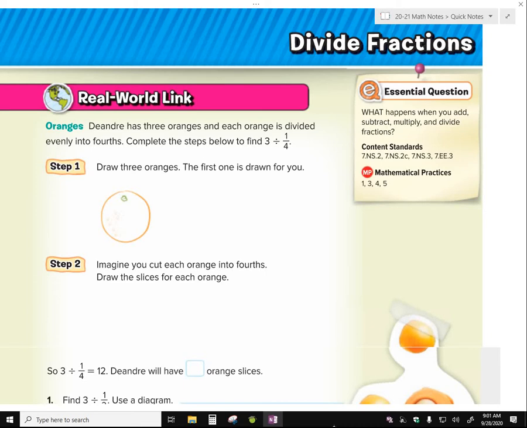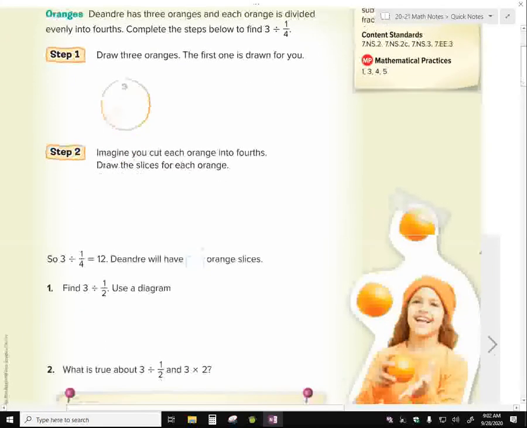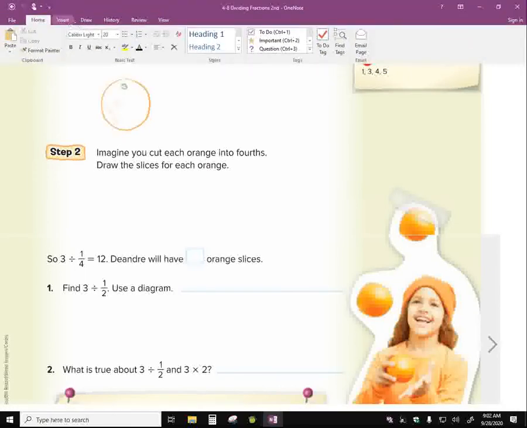Real world link. Oranges. We are on page 327. DeAndre has 3 oranges. Each orange is divided evenly into fourths. Draw 3 oranges. The first one is drawn for you. Thank you, textbook. Let's make this orange.